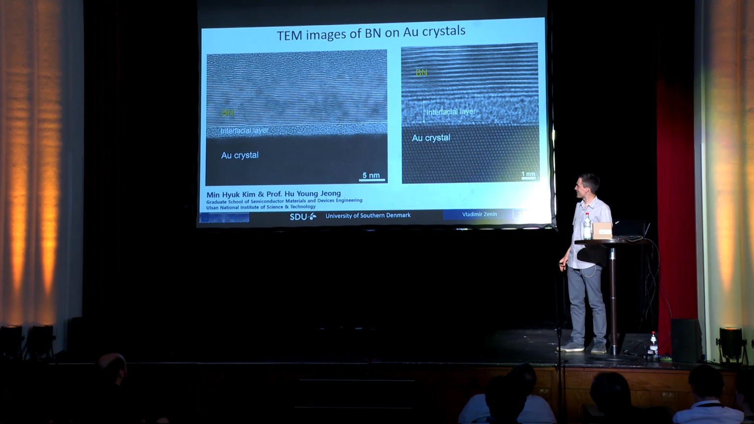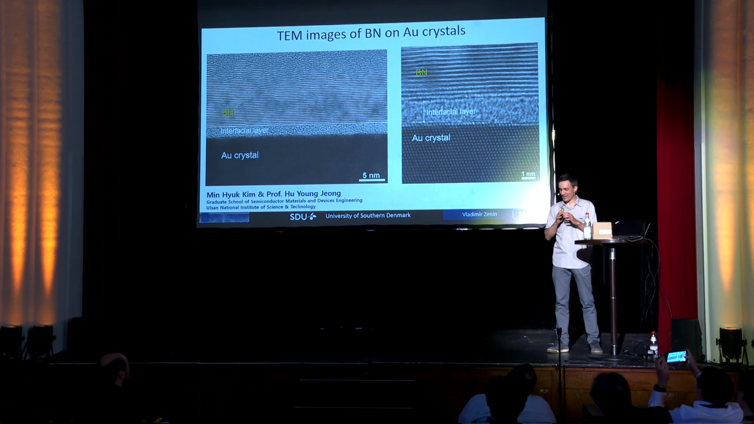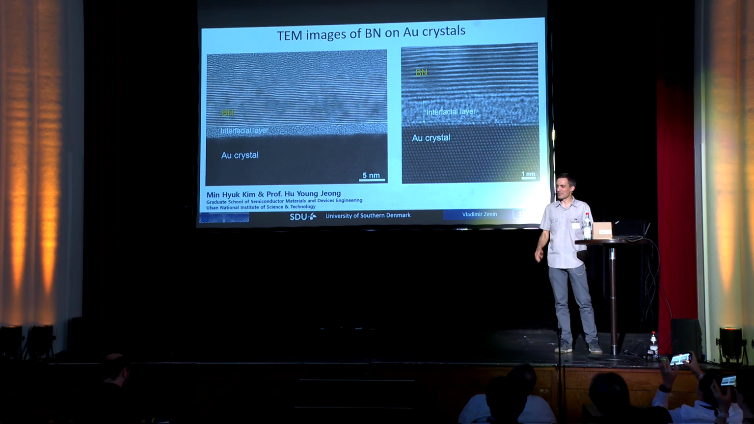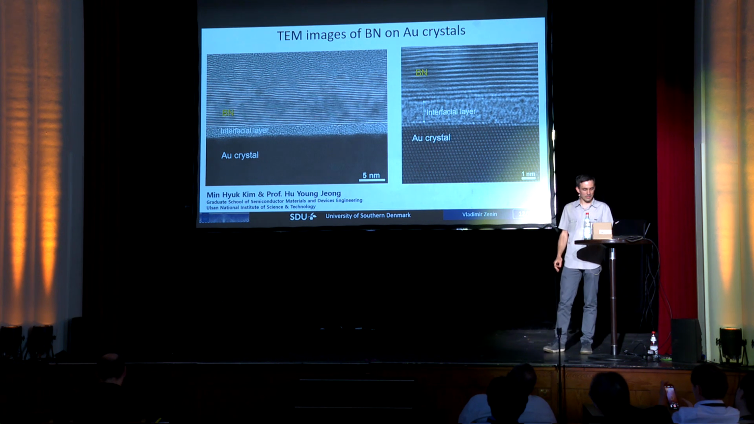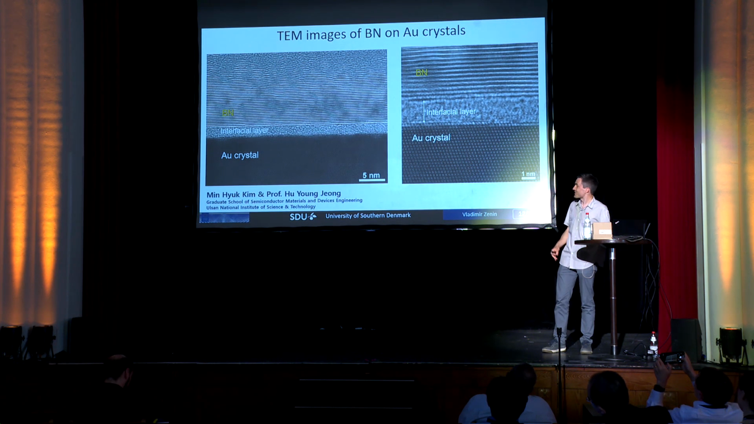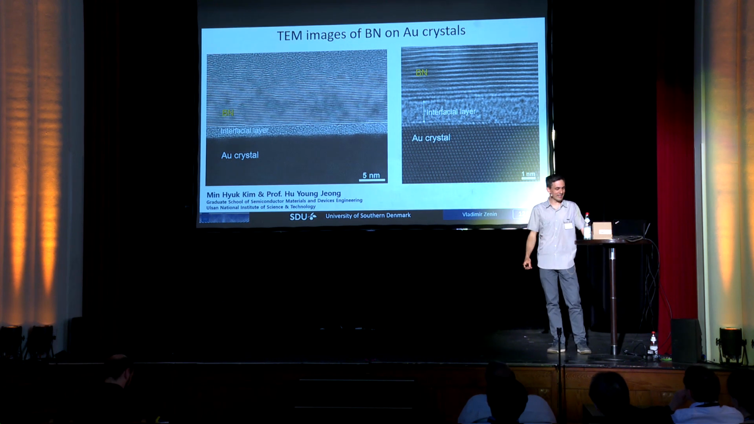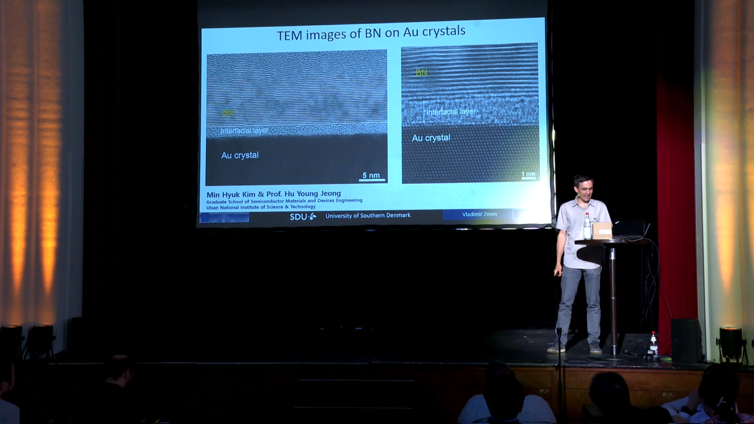For us, it was really nice to see that the gold crystal has a really nice crystalline structure. You can really see almost individual gold atoms, and the levels of gold. And then there's also the layer structure of boron nitride on top. But in between, there is something. We don't know yet what it is. We call it the interfacial layer.